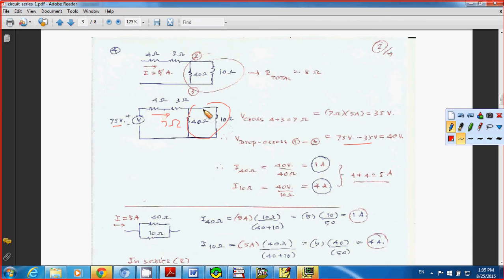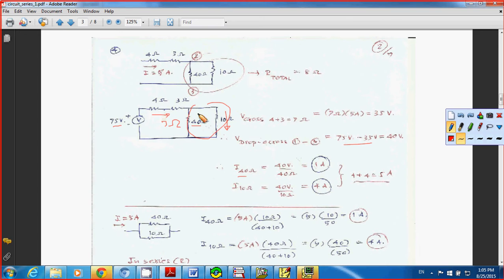When you know the voltage drop across each resistor, which are in parallel, you can find the current flowing through 40 ohms, right? Equal to 40 divided by 40 ohms, and that gives you 1 amp. And also the current flowing through the 10 ohm resistor, right? It's going to be 40 divided by 10, and that gives you 4 amp, right? And this one has a higher current flowing through the 10 ohm resistor than the current flowing through the 40 ohm resistor, right? Because this is a higher resistance.